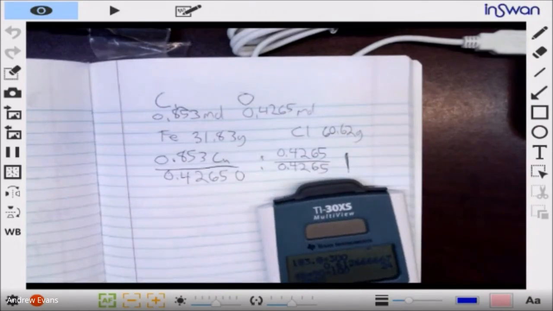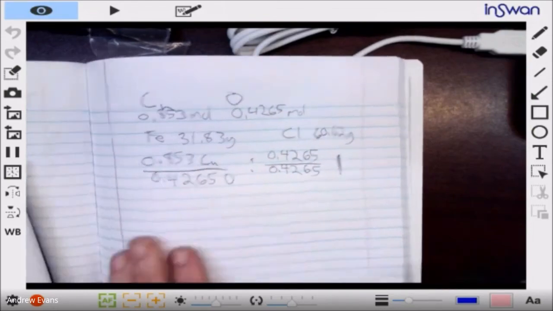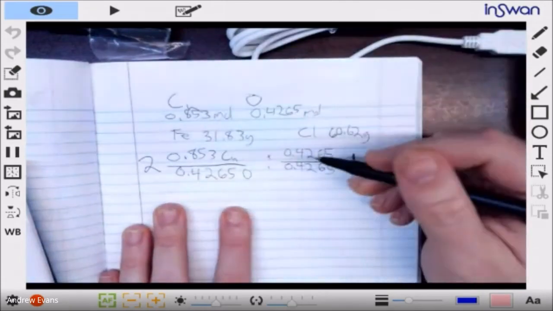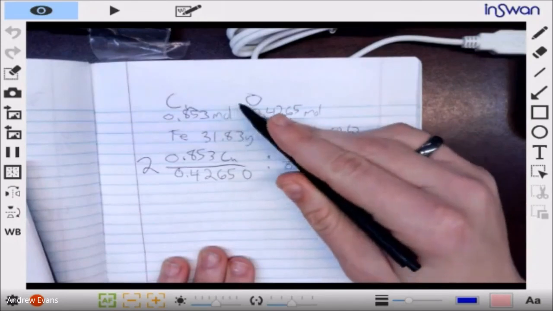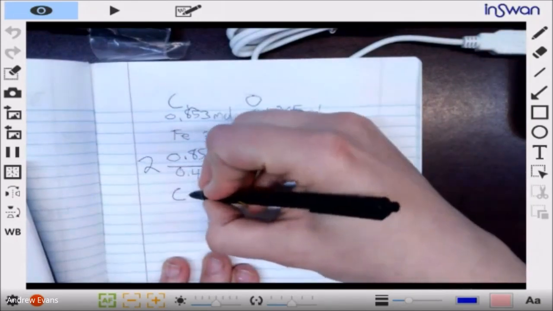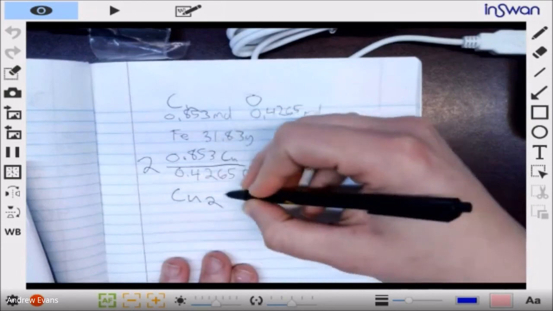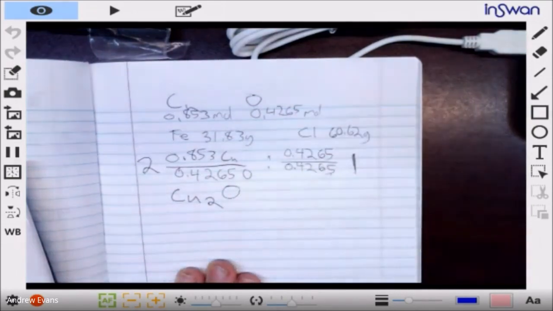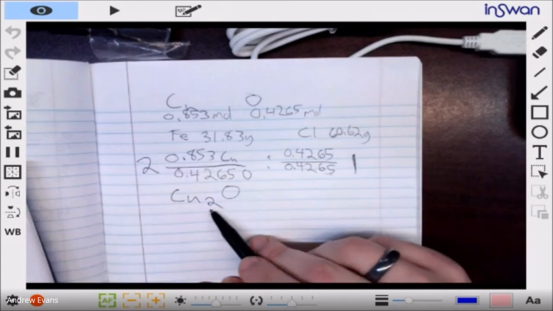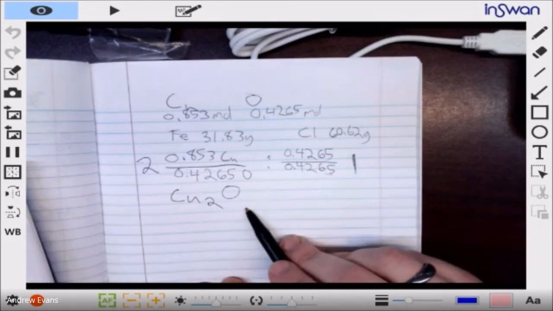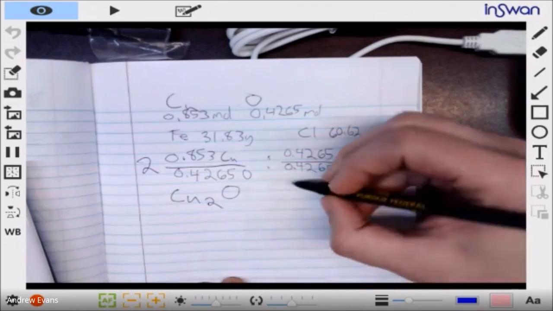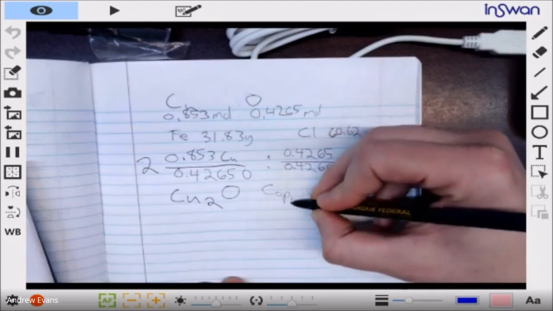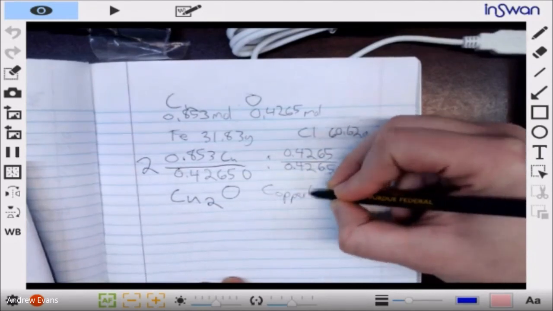0.853 divided by 0.4265 would give us 2. And that means for every 1 mole of oxygen, there is 2 moles of copper. So, meaning the empirical formula must be Cu2O. For every 2 moles of copper, there's 1 oxygen. This structure is copper 1 oxide, bringing us back to our naming, copper 1 oxide.